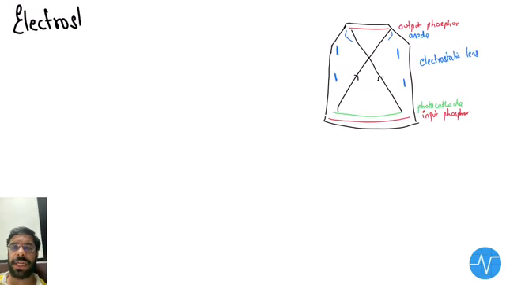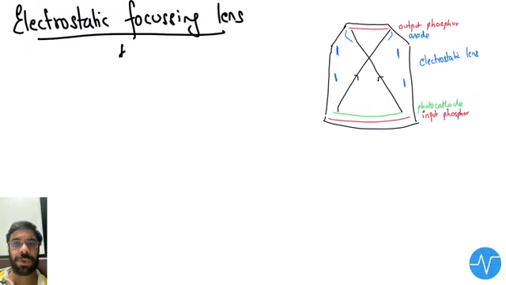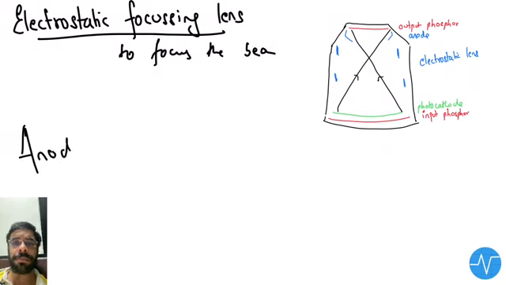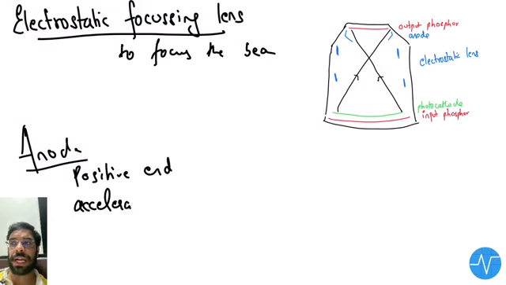Next, the electrostatic focusing lens. What does this do? The electrons which are produced are attracted towards the anode due to the potential difference. This will focus the beam. Next part is the anode. This is the positive end. At the negative end electrons are produced, accelerated towards the anode. Therefore, the anode is at the other end.